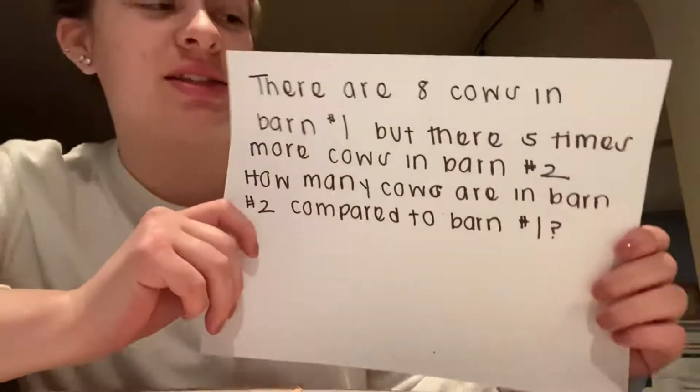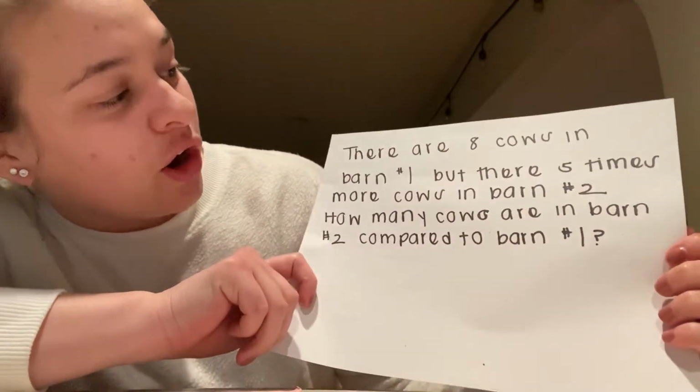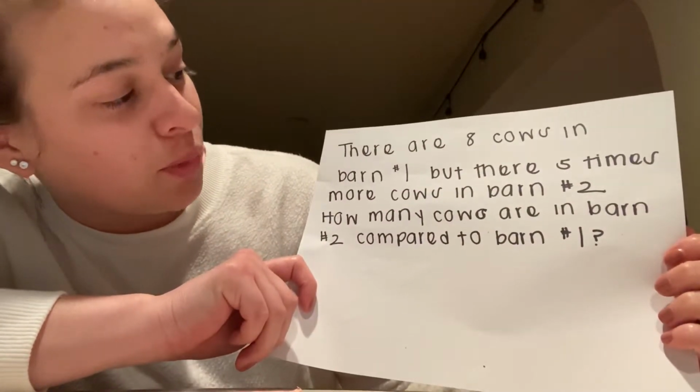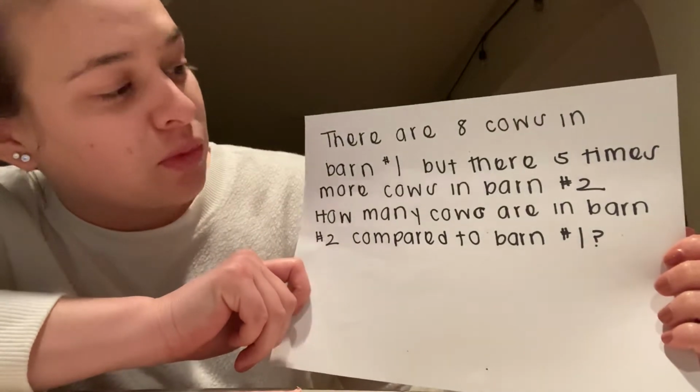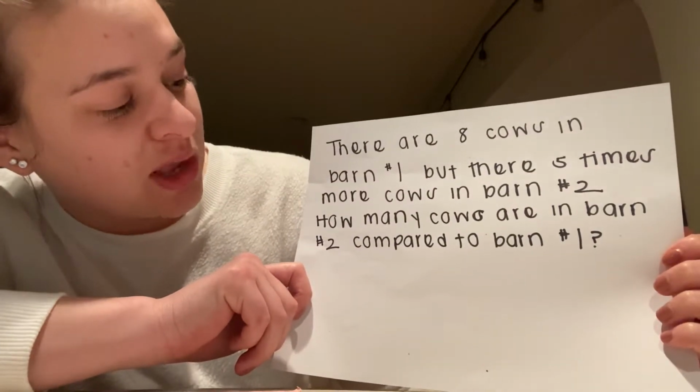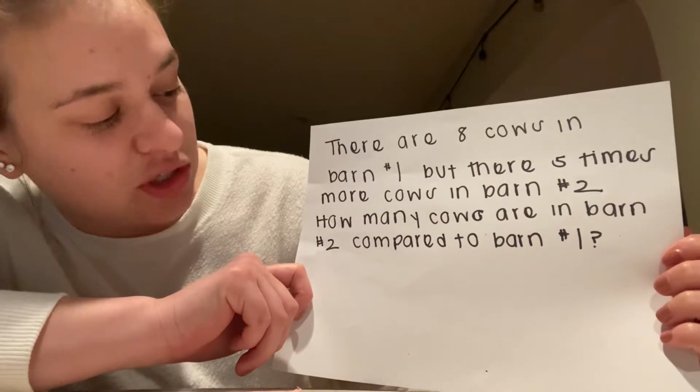Okay, so I'm going to be demonstrating the bar model for multiplication word problems when using multiplicative comparing. So the first question I'm going to demonstrate this model with is: there are 8 cows in barn number 1, but there are 5 times more cows in barn number 2. How many cows are in barn number 2 compared to barn number 1?